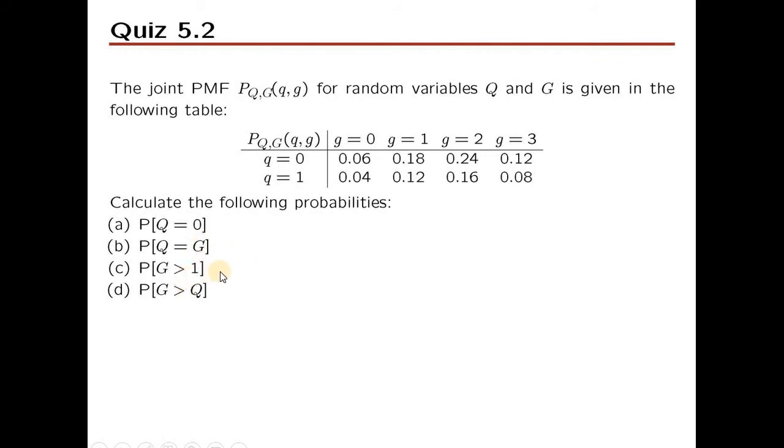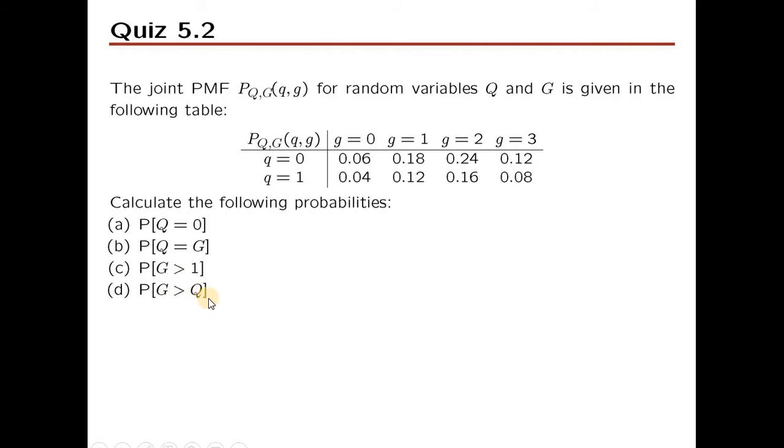Third one, g is greater than 1. Now this is g greater than 1, so I have to add all these 4 points where g is greater than 1, for g equal to 2, because there is no restriction on q. So I have to pick 0.24, 0.16, 0.12, 0.01. When I add it, I can solve the third one.